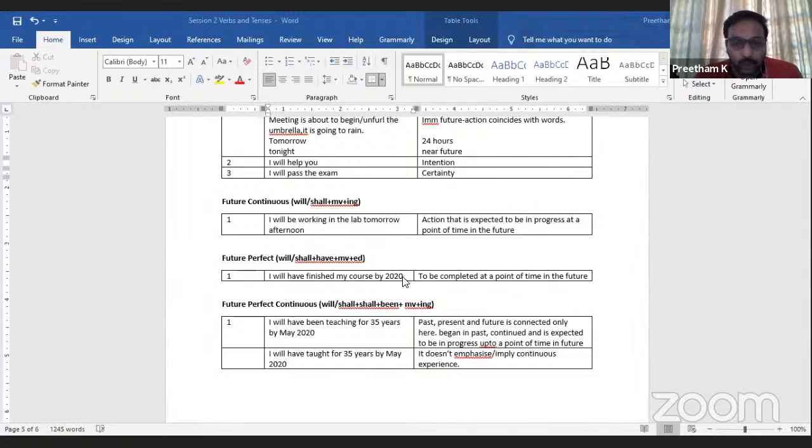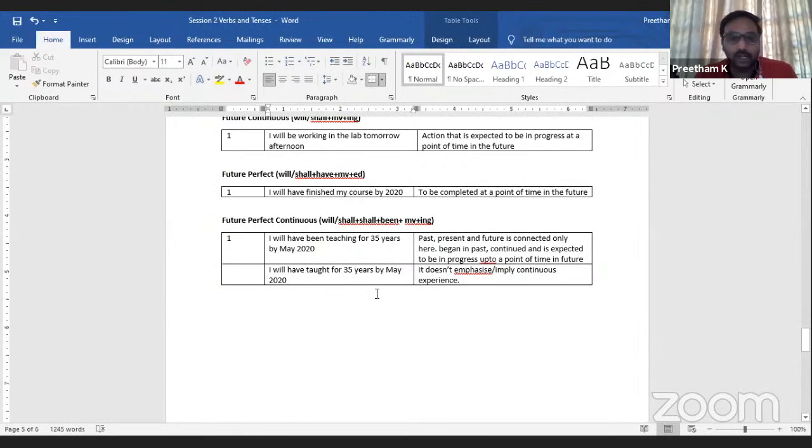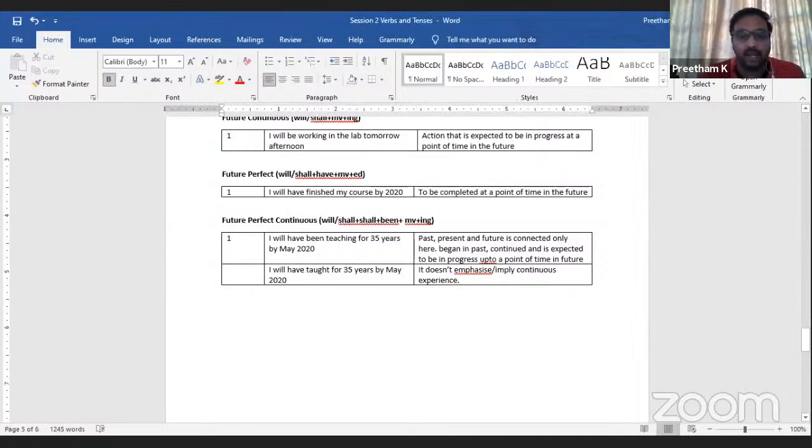So you can make it 2022, since you all are first year students. If somebody asks you, what are your plans on 2022, you say, I will have finished my course by 2022. So, to be completed at a point of time in future. Then future perfect continuous tense, will or shall plus been plus main verb plus ing. I will have been teaching for 35 years by May 2020. Or you can even say, I would have completed my education by 2022.